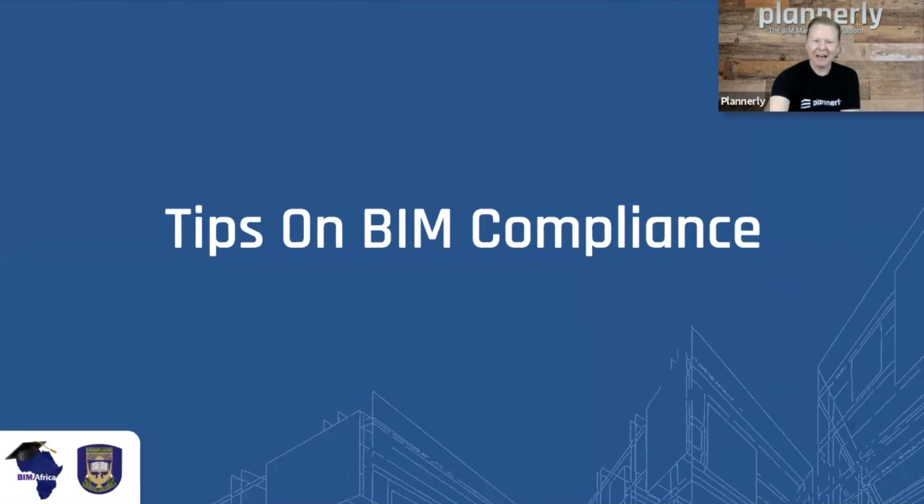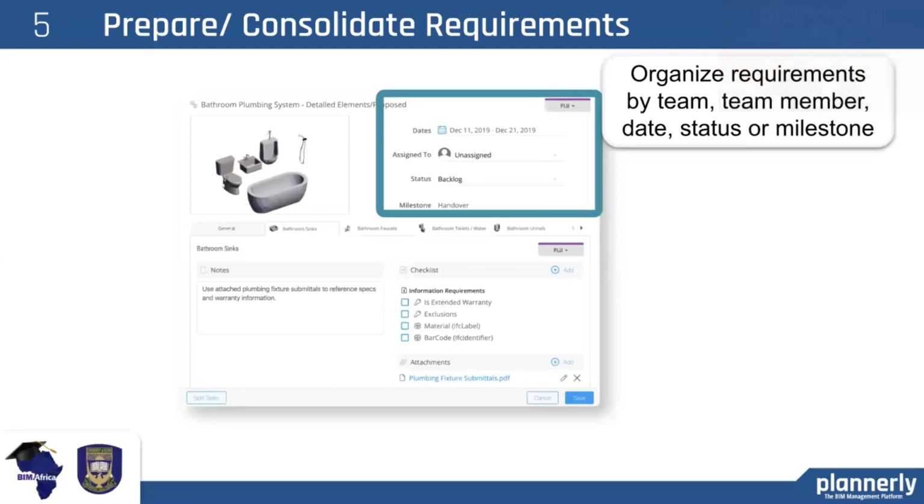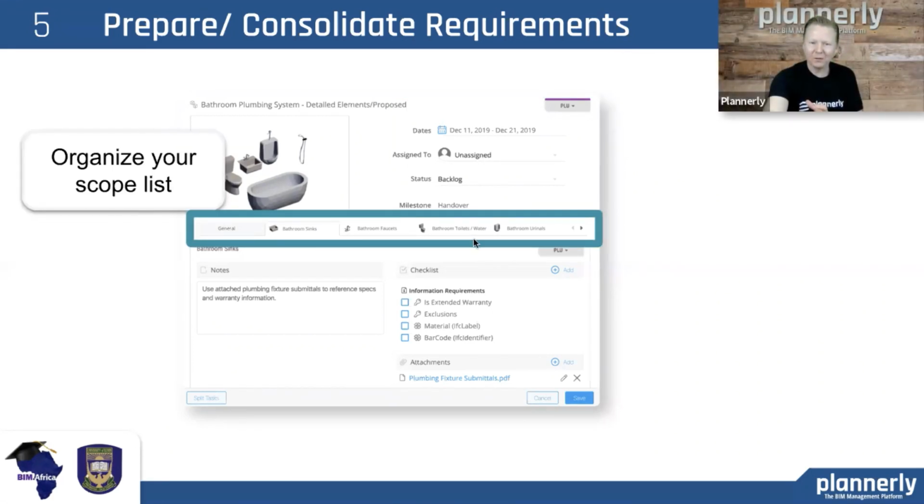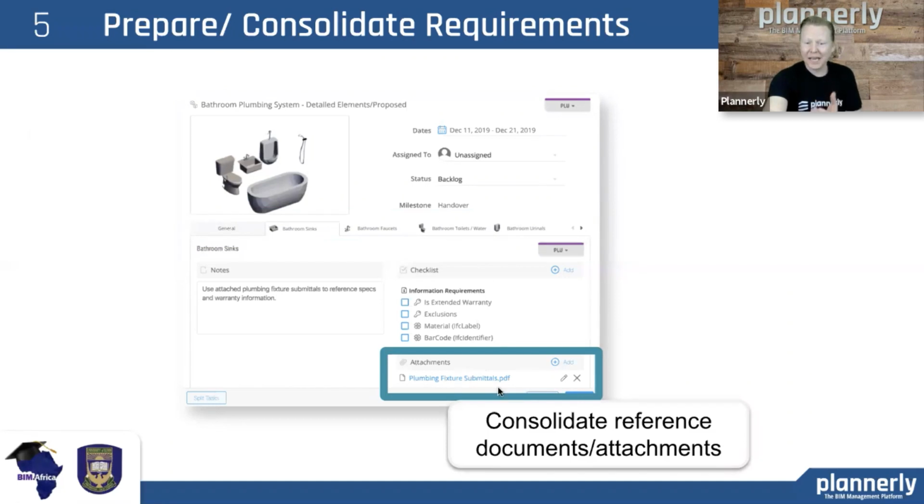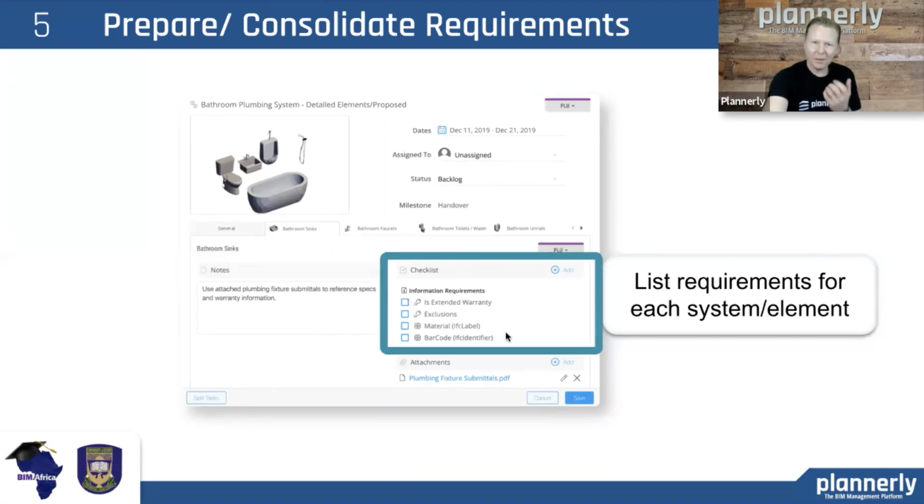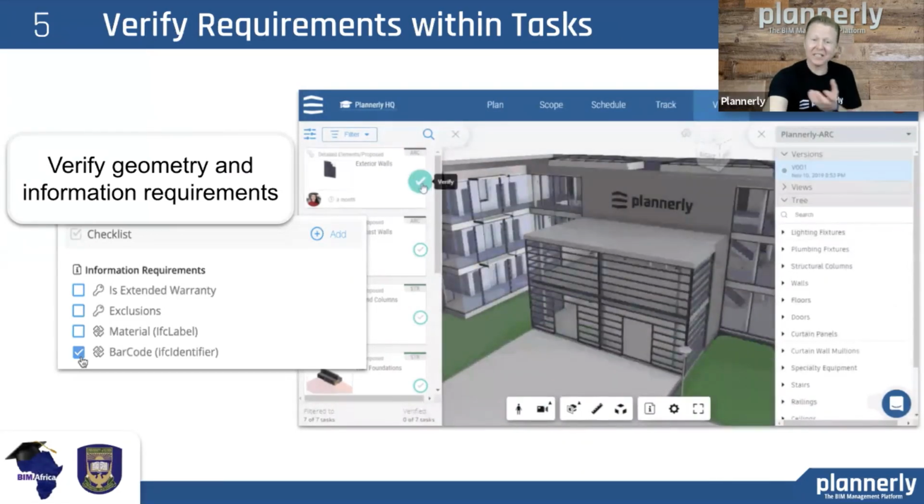How do we have a better, more compliant BIM workflow? The first part is to consolidate all of the requirements into one place. So we need to know who is responsible, when it's due, what the status is, what the milestone is. We need to know what the parts of that workflow that were included in that scope were. We need to have attachments, maybe submittals, reference documents. We need to have notes, maybe from meetings that we've been in. And we also need to have lists of whether they're information requirements or properties, parameters, a handoff between some other person.